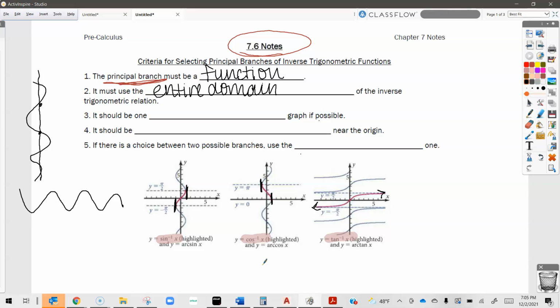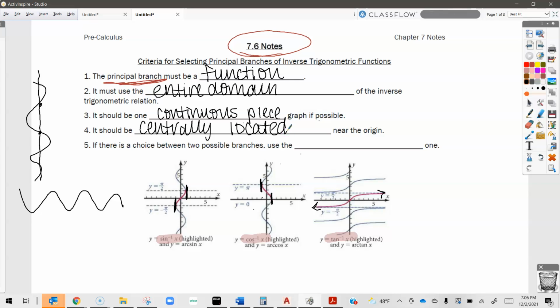Number 3, they wanted our principal branch to be one continuous piece. Instead of pulling answers from somewhere over here and somewhere over here, they just wanted one nice piece to restrict our inverses down to. Number 4, which you guys have already kind of caught on to, is that our calculator gives us small answers. That just means they wanted to keep these principal branches as close to the origin as possible, so number 4 is centrally located near the origin.